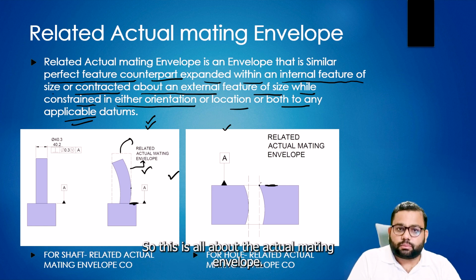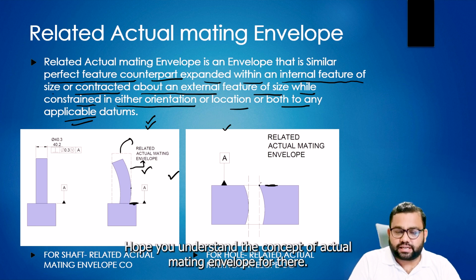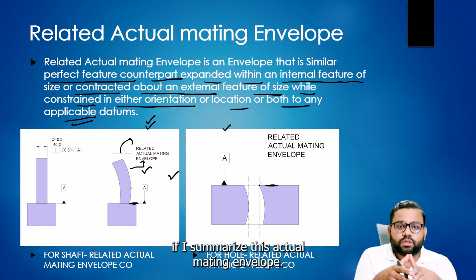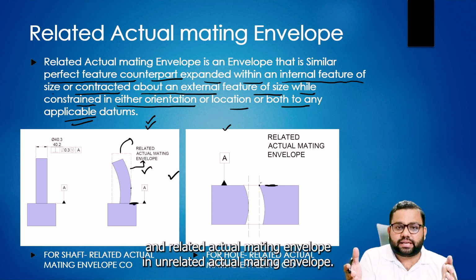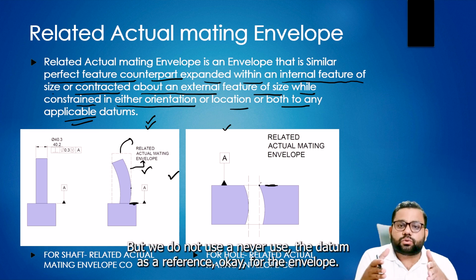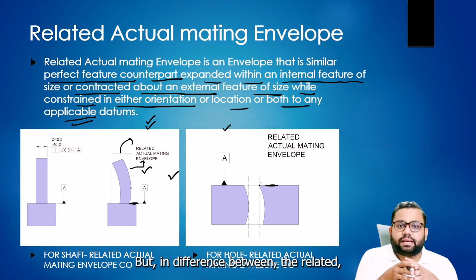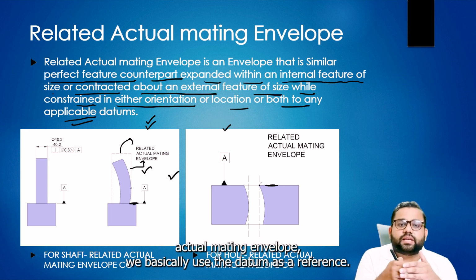So this is all about the actual mating envelope. Hope you understand the concept. If I summarize, the actual mating envelope is of two types: unrelated actual mating envelope and related actual mating envelope. In the unrelated actual mating envelope, we never use the datum as a reference for the envelope. But in the related actual mating envelope, we use the datum as a reference.